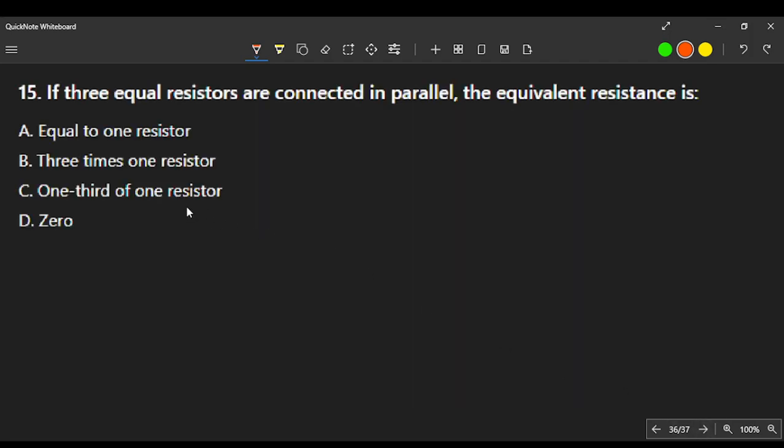If three equal resistors are connected in parallel, the equivalent resistance is, so three equal resistors are connected in parallel. Let us go back to our formula. REQ is equal to R over N. So when there are three, that will be R over 3. So we can see here that it is 1/3 of R, 1/3 of the original value of the resistance. So which is letter C.